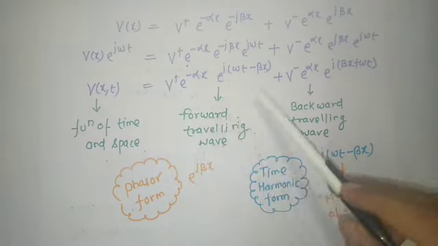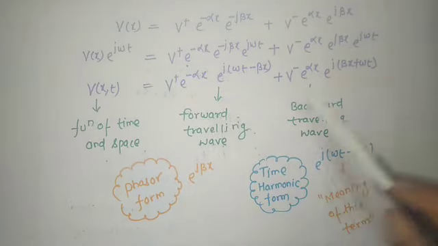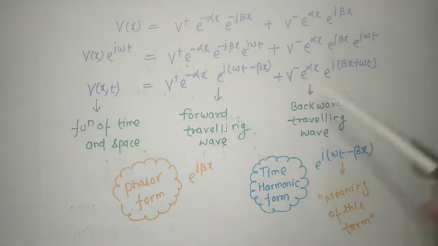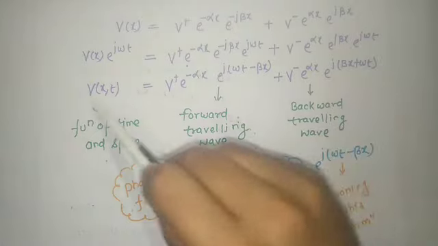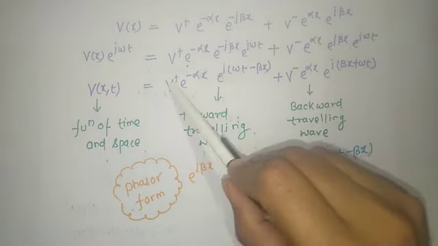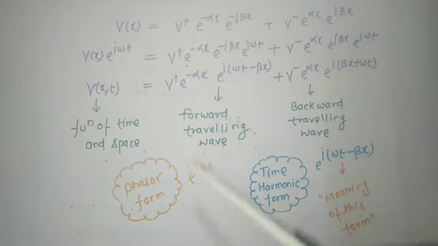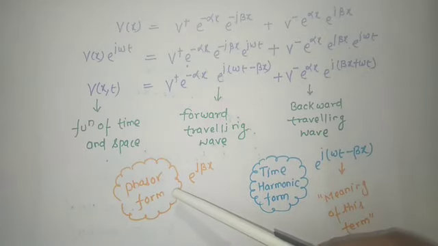Okay, look here, what is the meaning of this term and what is the meaning of this term? This is nothing but a forward traveling wave, and this is nothing but the backward traveling wave. This equation is nothing but the time harmonic form, and this equation is nothing but the phasor form of the equation.